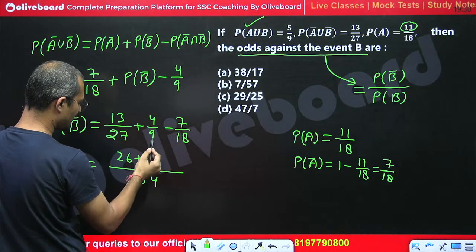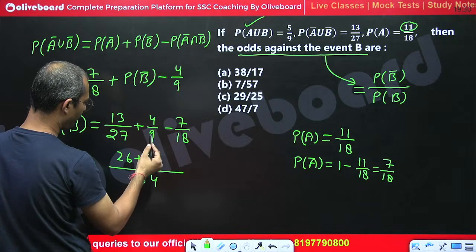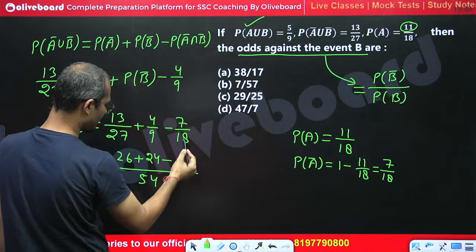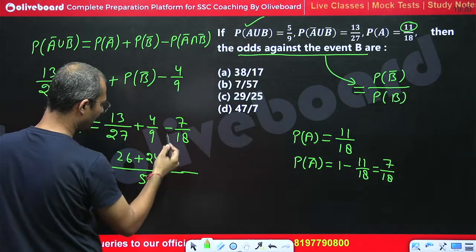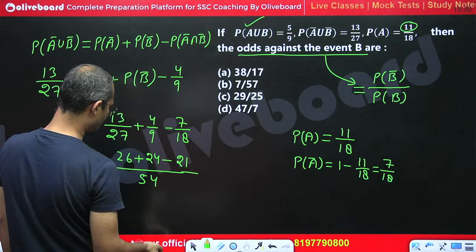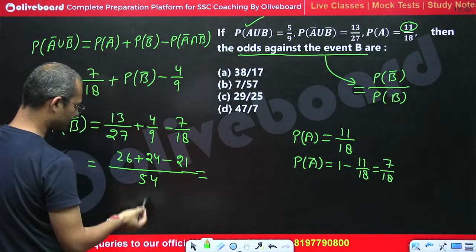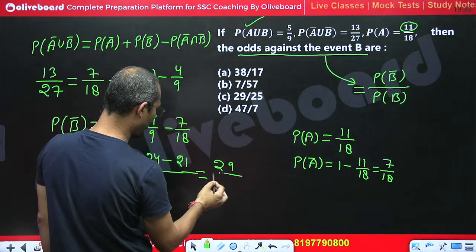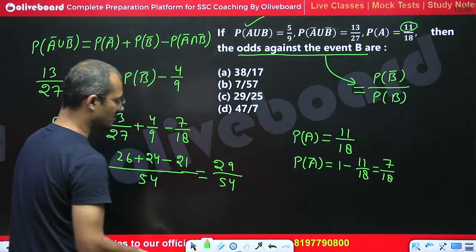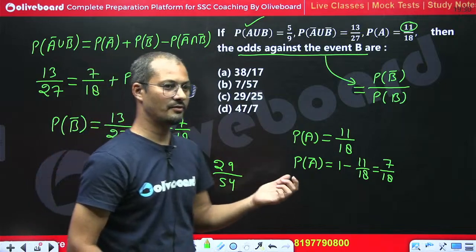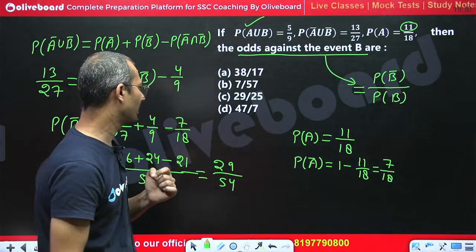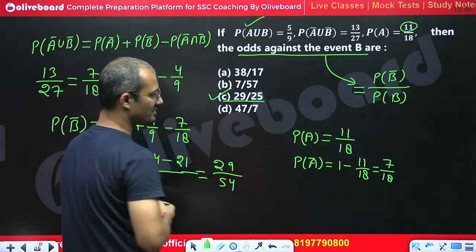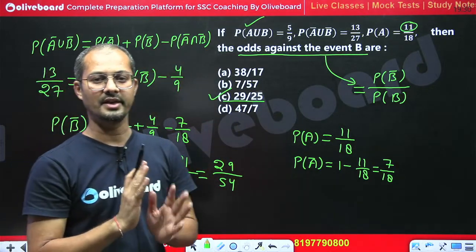26 plus 24, right? Minus 18, 3 sevens are 21, right? So here we will get 50 minus 21, 29 divided by 54. So most probably in the answer we will get 29 in numerator. So here 29 as a numerator is in option C. So the option C would be the right answer.